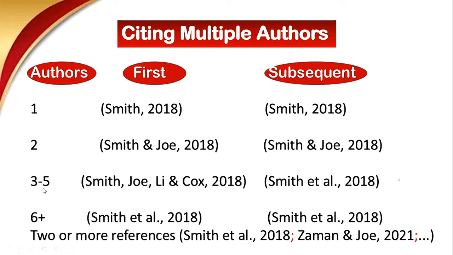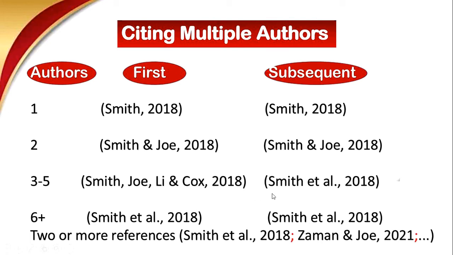Now you have 3 to 5 authors. When you have 3 to 5 authors, write down each author's last name and put this ampersand just before the last author. Okay, it's very important. Just don't put a comma before it, and write every author's name. You have to use this ampersand just before the last author's name, then put a comma, then the publication year.